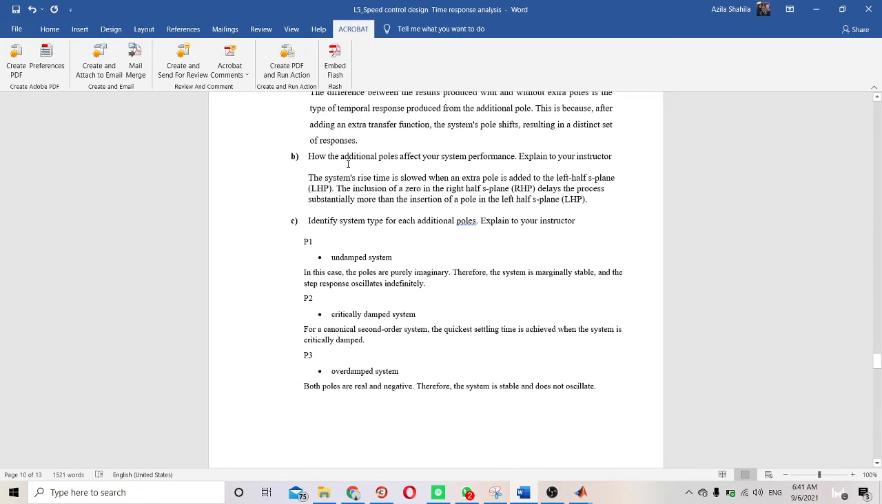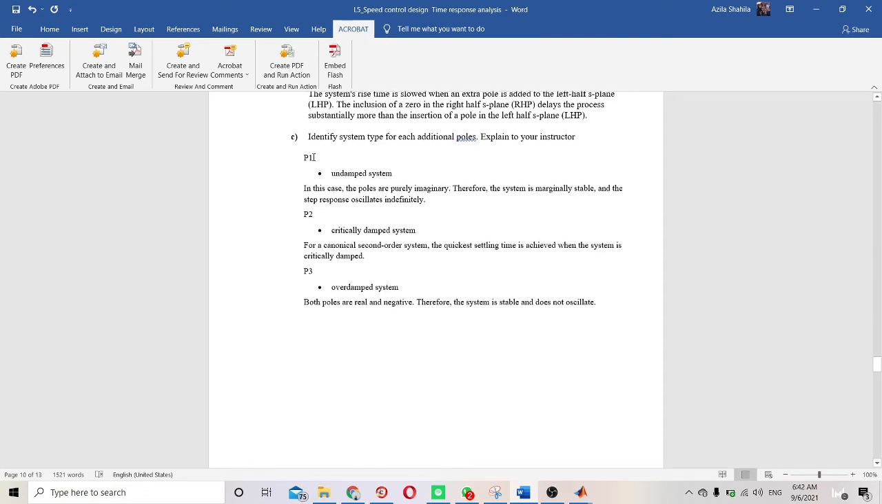So for B, how do additional poles affect your system performance? Explain to your instructor. Okay, the system's rise time is slow when an extra pole is added to the left half S-plane, LHP. The inclusion of a zero in the right half S-plane, RHP, delays the process substantially more than the insertion of a pole in the left half S-plane, LHP.